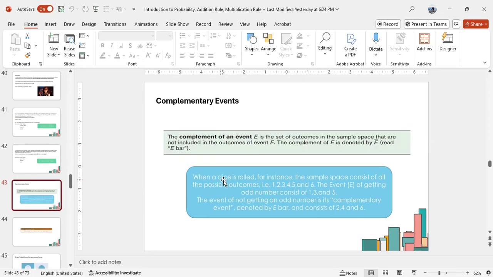Read E bar. When a dice is rolled, for instance, the sample space consists of all possible outcomes, that is 1, 2, 3, 4, 5, and 6. The event E of getting an odd number consists of 1, 3, and 5. The event of not getting an odd number, or the event of getting even numbers, or its complement or its opposite, you can say whatever you like, is denoted by E bar and consists of 2, 4, and 6.